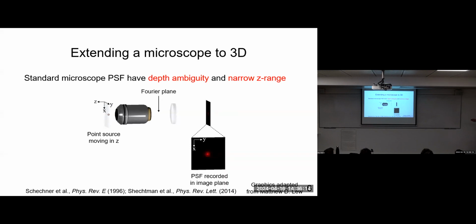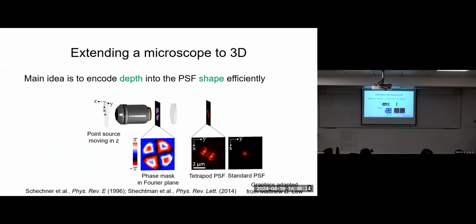Okay, so the idea is to manipulate the Fourier plane, which is basically here, by inserting an additional optical element called the phase mask. Once we insert this phase mask into the system, what we get is a PSF that is not symmetric above and below focus, so the shape is different, and you see that it also preserves the signal nicely across a very broad Z range.